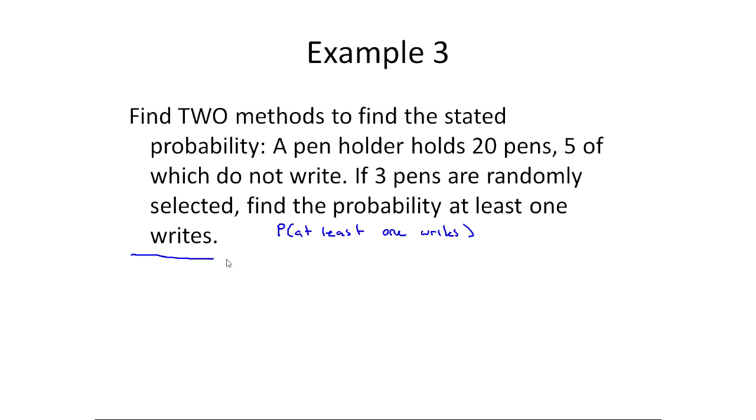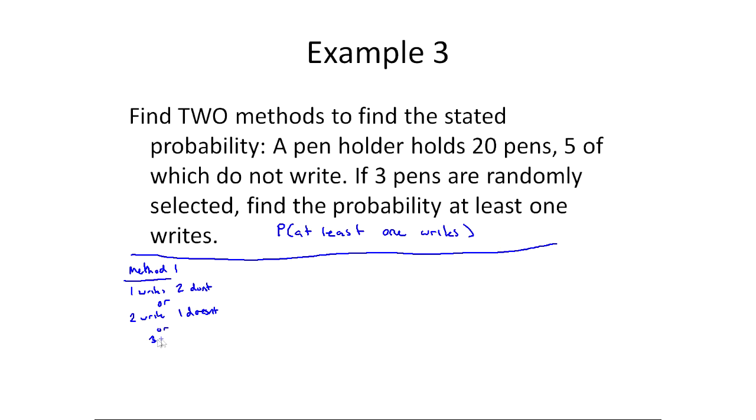Okay, so let's say we didn't want to use the complement. We didn't think of that. So method 1, no complement. All right, we got to think about all the ways this could happen. At least 1 writes. So we could have 1 writes and 2 don't, or 2 write and 1 doesn't, or all three write. So we got to think of all three of these cases.